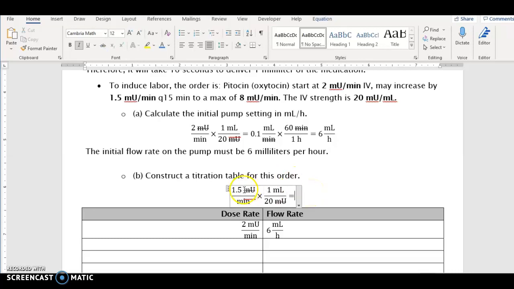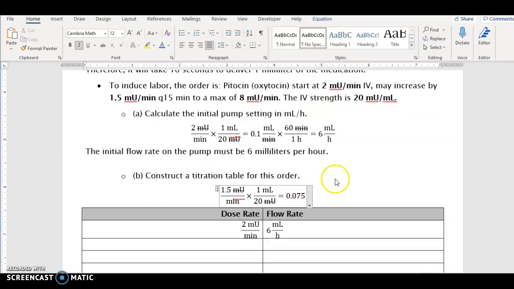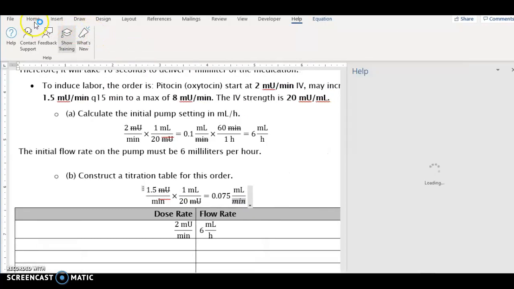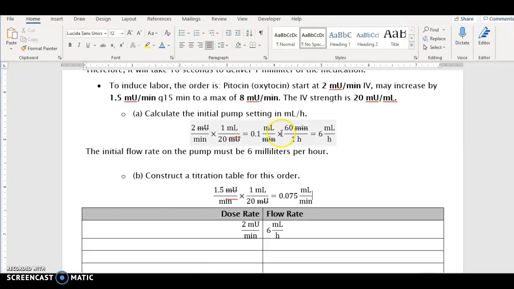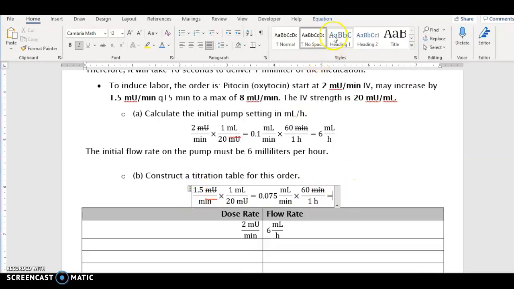So you're going to punch that in your calculator: 1.5 divided by 20. It's 0.075, so do not round that decimal. So 0.075 milliliters per minute. We need that to be in milliliters per hour, so we're going to multiply by 60 minutes over 1 hour, like we did in the previous example, to eliminate the units of minutes. On your calculator, you punch in 0.075 times 60, which is equal to 4.5 milliliters per hour.